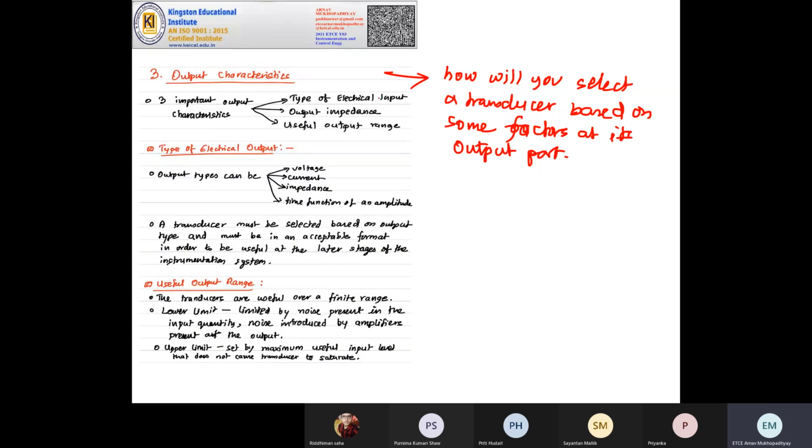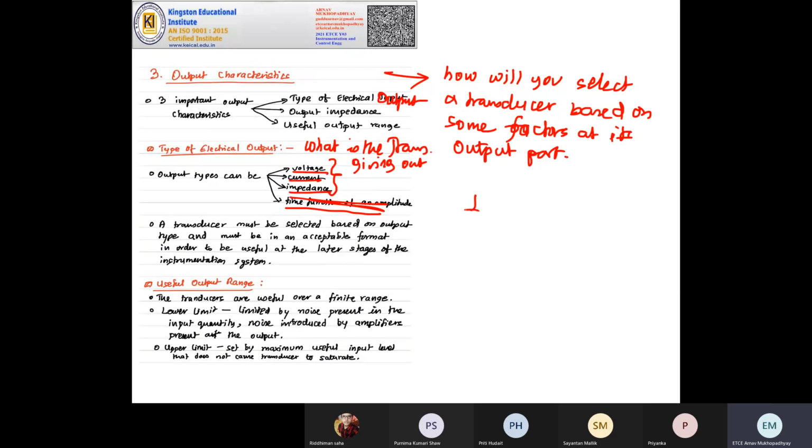One is type of electrical output. It's not input, it's electrical output. A transducer is outputting voltage, current, or some resistance or impedance, or some time function of amplitude. If you can't understand all of this, one is fine. These three are very important. What is the transducer giving out? Is it giving out voltage? Is it giving out current? Is it giving out impedance? This is the most important decision.